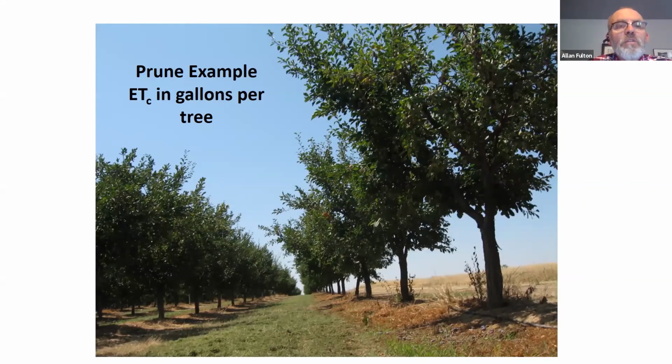Okay, so we're completed with the walnut example. We will do a prune example. We're going to be thinking of the crop ET being reported in terms of gallons per tree, and we're going to be thinking of a system like a single line drip irrigation system. Quite a different contrast to the walnut scenario.